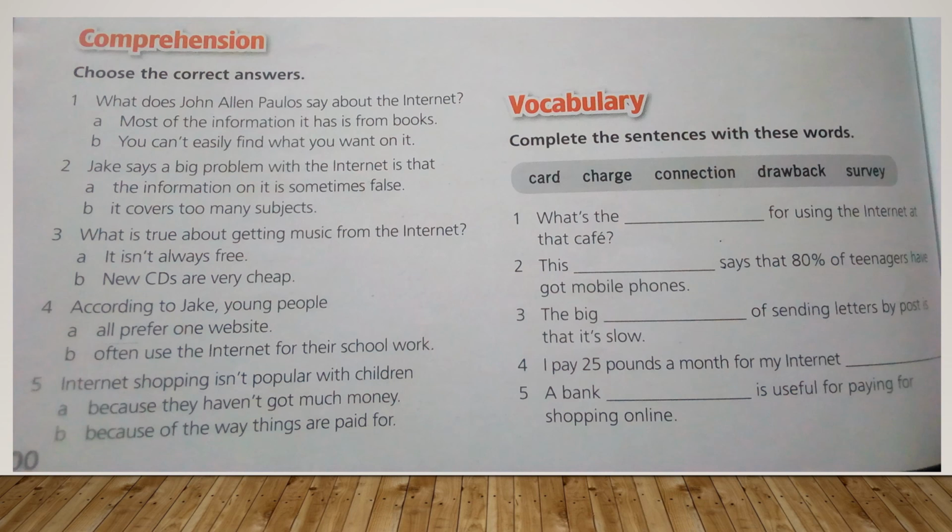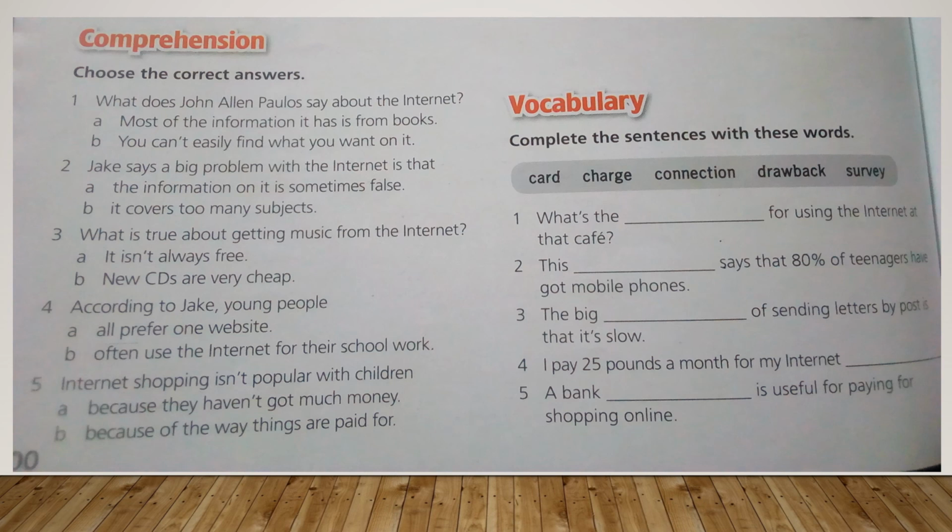5. Internet shopping isn't popular with children. A. Because they haven't got much money, or B. because of the way things are paid for. The answer is B. Internet shopping isn't popular with children because of the way things are paid for. He said that the problem for kids is that you need a credit card to pay for things.